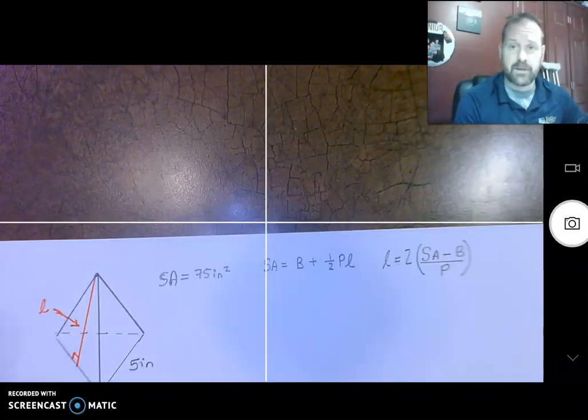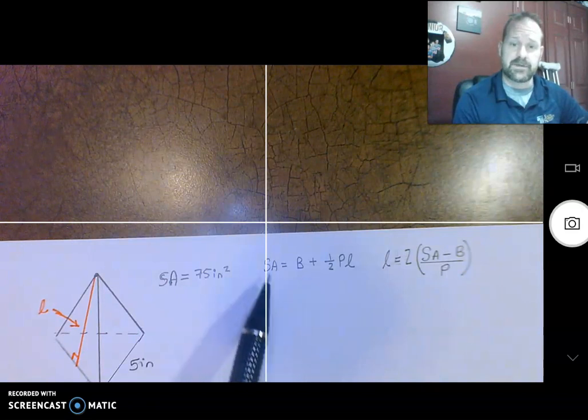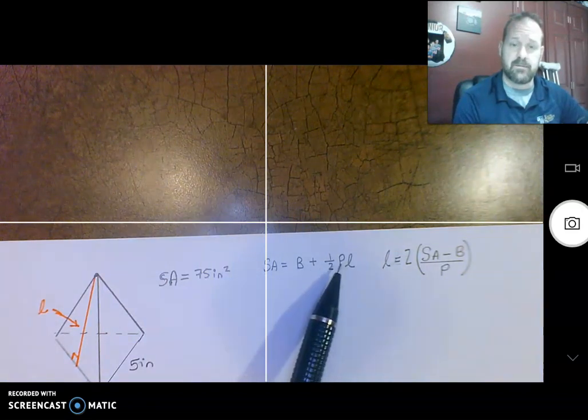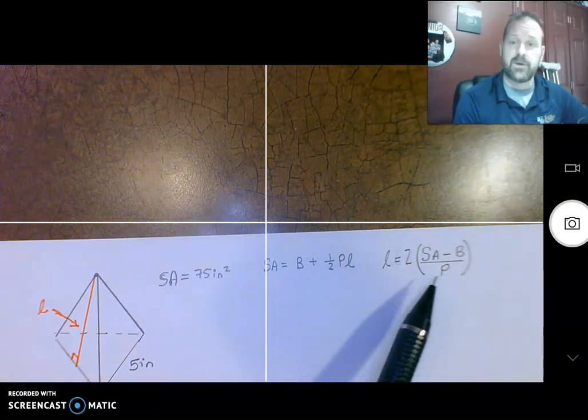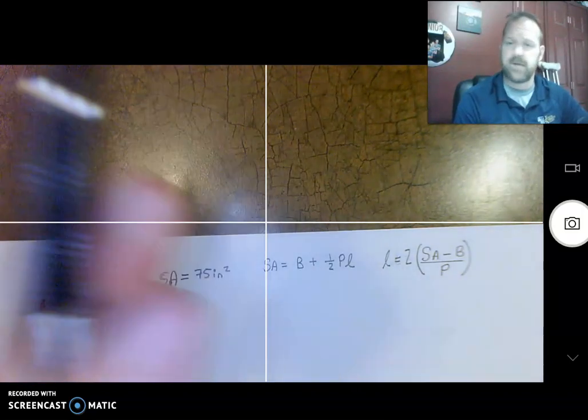All right, if you're really math savvy here, you could solve this. Here's the equation, and solving for L. Take surface area minus B, divide by P, multiply everything by 2. You're ready for physics. I mean, boom, algebra 2 is going to be a breeze. Okay, but if not, no big deal.